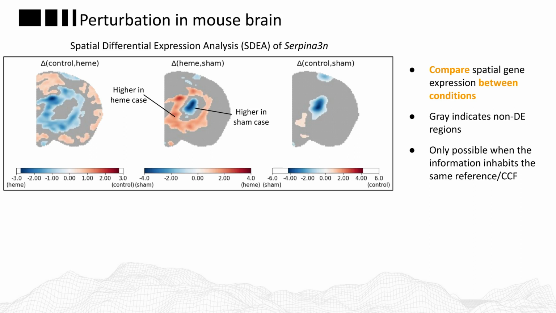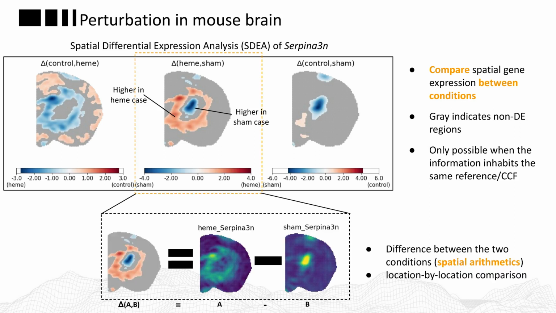And wherever you have a red signal, there's a higher expression of this SERPINA3N gene in the heme condition compared to the sham condition, and vice versa where you have a blue signal. And the gray regions here indicate non-differentially expressed regions or positions within these samples. And the way that we compute these signals here or generate these images is extremely simple.